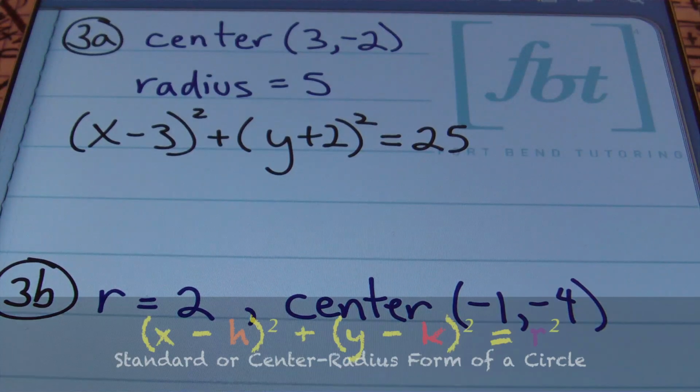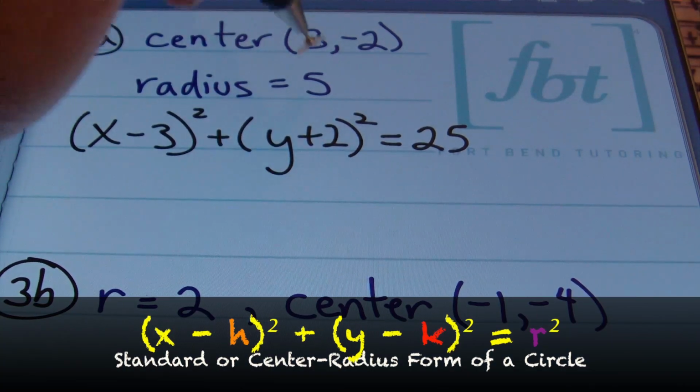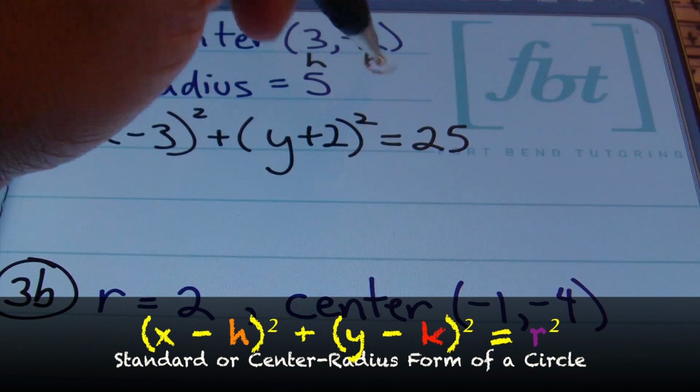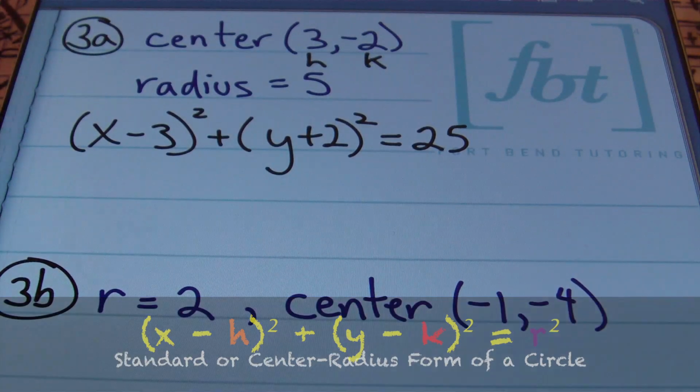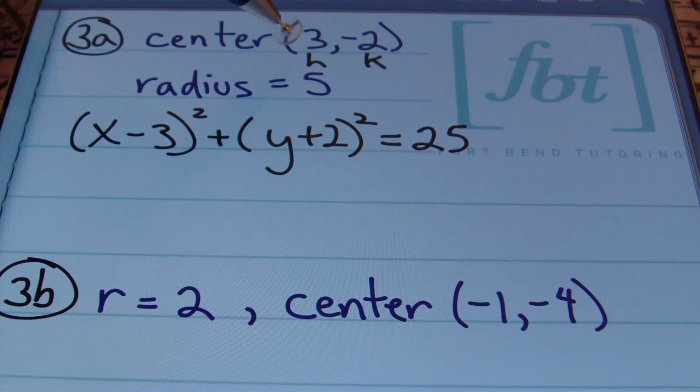How do we get this? Using our formula, remember that this is your h value and this is your k value. When using the center radius form, you always find the opposite of your h value. So in this case, my h value is 3, and I needed the opposite of that for my center radius form. So the opposite of positive 3 is negative 3. So that's how we came up with this first set of parentheses here.